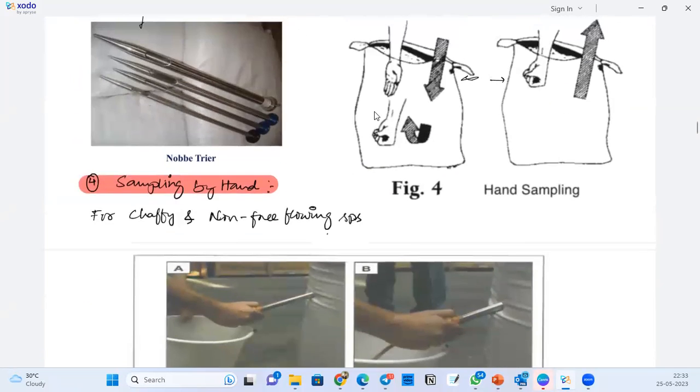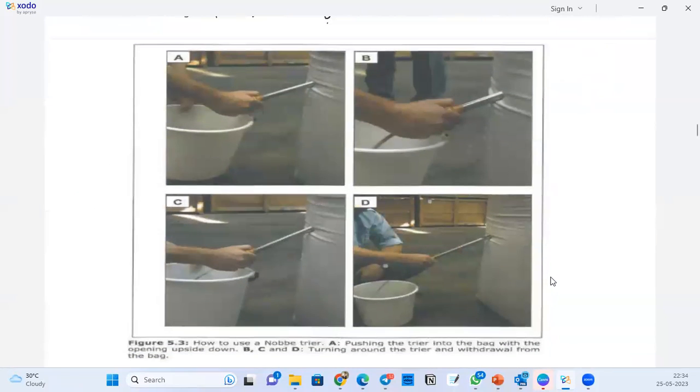We also have sampling by hand. This is for chaffy and non-free flowing seeds. For sticky and chaffy seeds, sampling is generally done by hand. You can clearly see in the figure how the triers are inserted into the bags and how the samples are recovered. This is the collection of primary samples, where the number of bags to be sampled will be fixed, and in those bags the sample will be removed by inserting these triers.